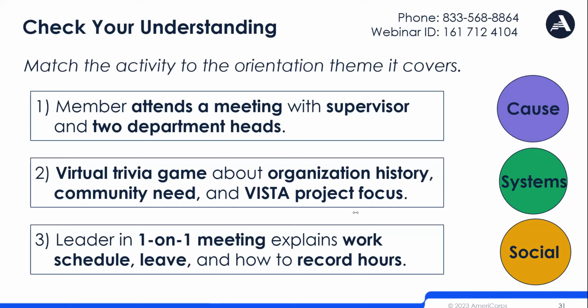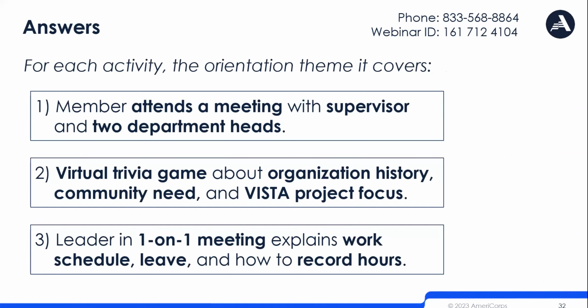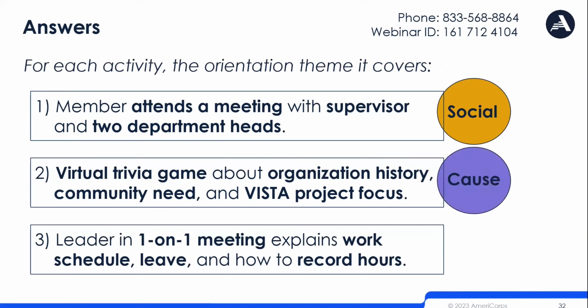So in the first activity, where a new member attends a meeting with their supervisor and 2 department leads, that one is social orientation. The second one was a virtual trivia game about the organization's history, community need, and the focus of the VISTA project. This one is cause orientation. And the third activity is a leader in a one-on-one meeting with a new member where they discuss the site's work schedule, leave policies, and recording service hours. This one is systems orientation. Nice work. Thank you again for participating.